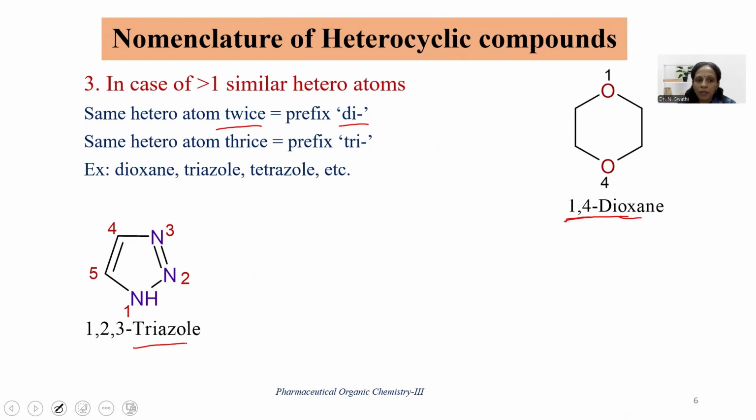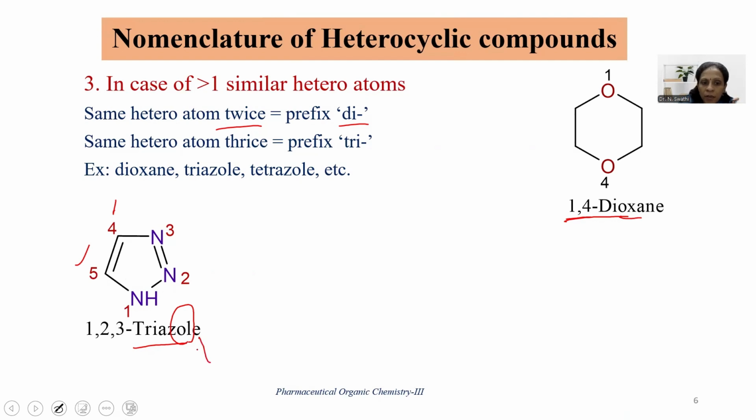These 3 nitrogens are present continuously, that is starting from 1 to 3, that is 1, 2, 3. And 4, 5 are the positions of the remaining 2 carbons. So we can write this compound name as 1,2,3-triazole. So 1,2,3-triaza means 3 nitrogens are present at 1, 2, 3 positions. Now this ol is nothing but the stem, corresponding to a 5-membered ring.